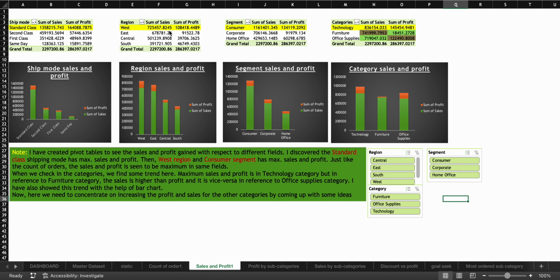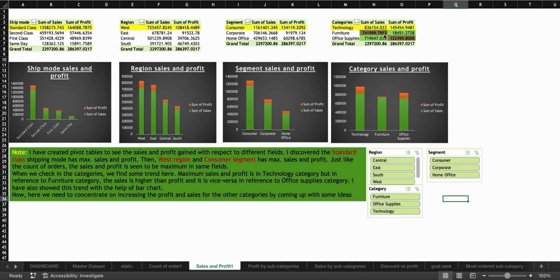In terms of region, West is higher in sales and profit. Consumer base is higher in sales and profit, and technology in terms of categories is higher in sales and in profit. Furniture and office supplies are also nearby. These three are the main categories where the goods belong.